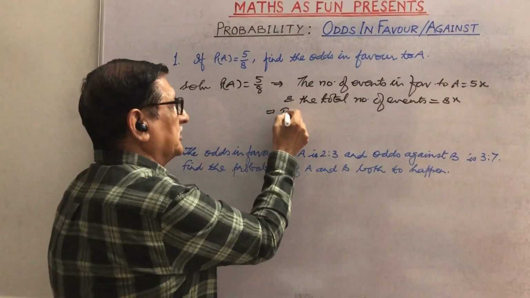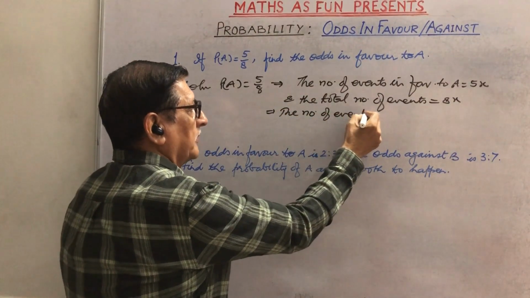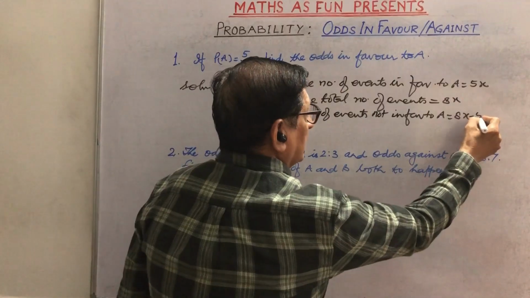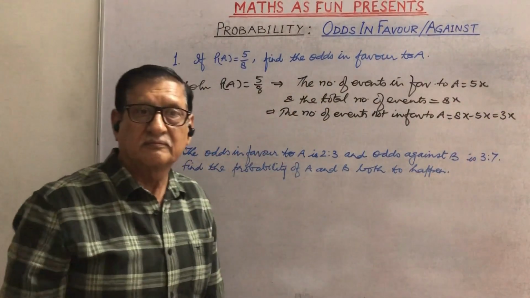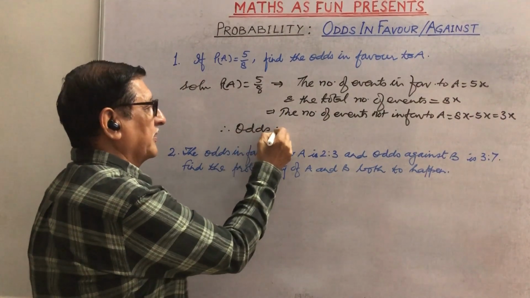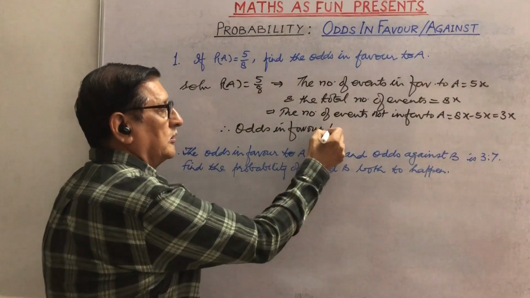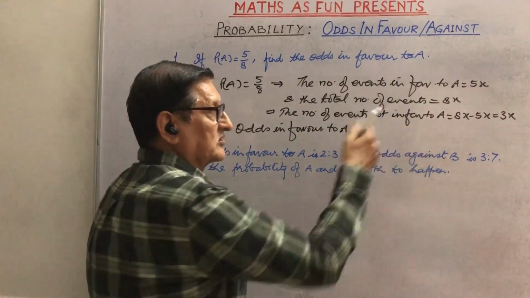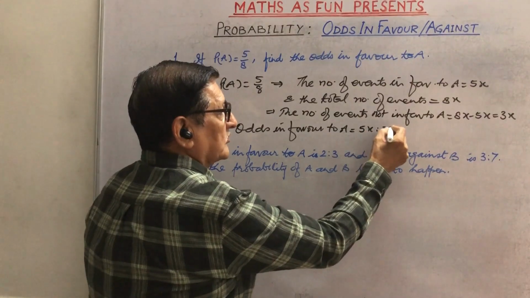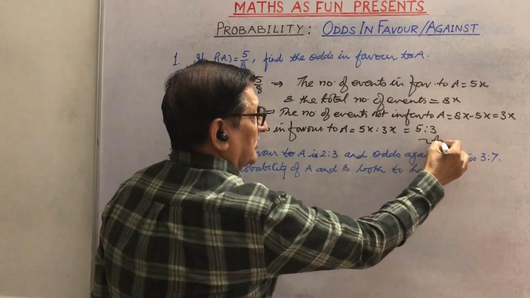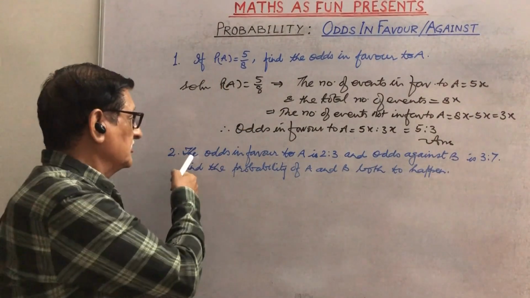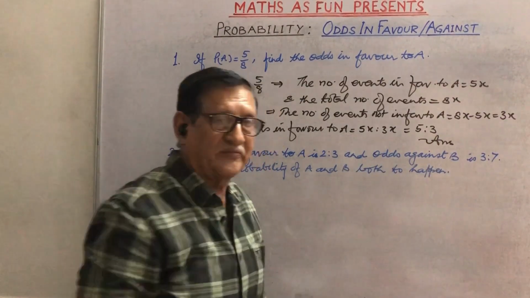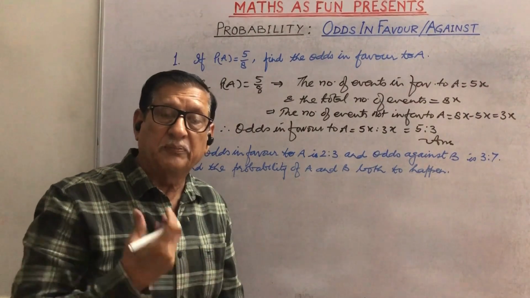Can we say then the number of events not in favor of A will be 8X minus 5X, that is 3X. So can we say odds in favor of A will be equal to the number of events in favor is to number of events not in favor, that will be 5X is to 3X, or we can say 5 is to 3. This is the answer. The next problem is, the odds in favor of A is 2 is to 3 and the odds against B is 3 is to 7. Find the probability of A and B both to happen.